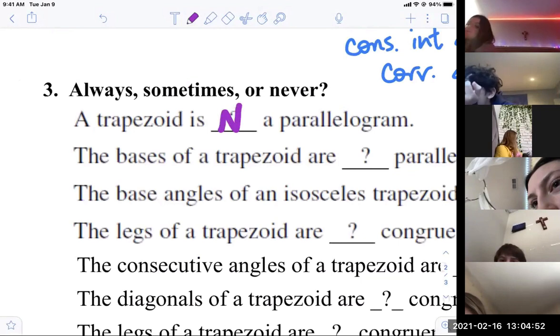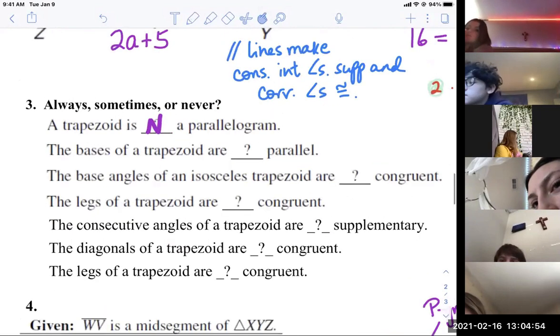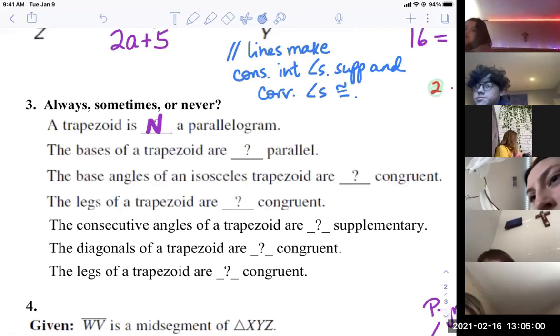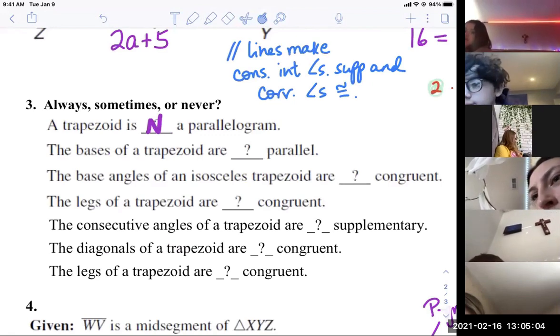The bases of a trapezoid, always, sometimes, or never parallel. Gabe, always, sometimes, or never. Always. Okay. How do you identify the bases in a trapezoid?